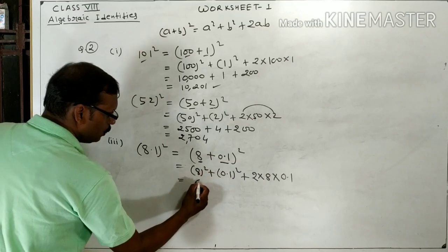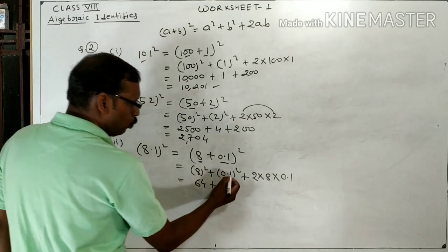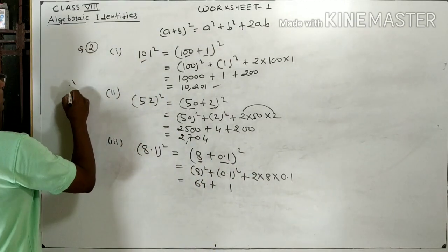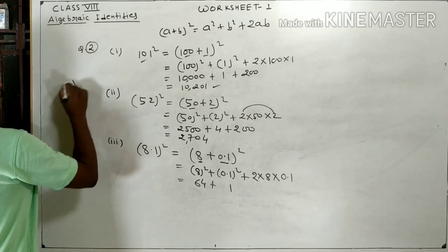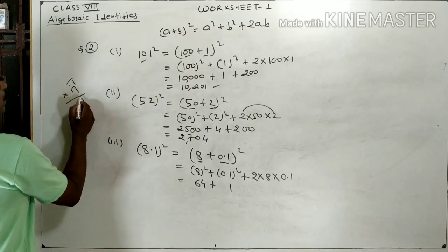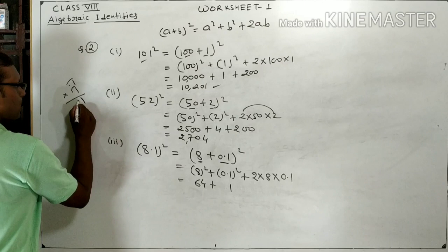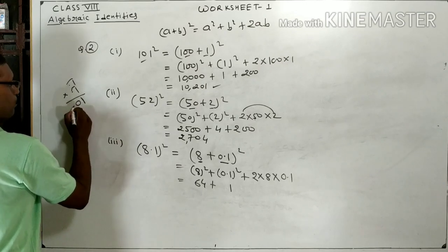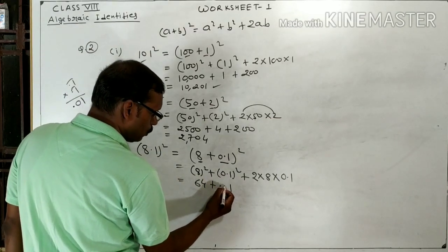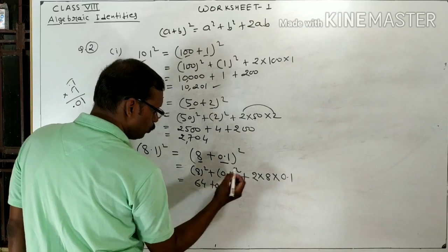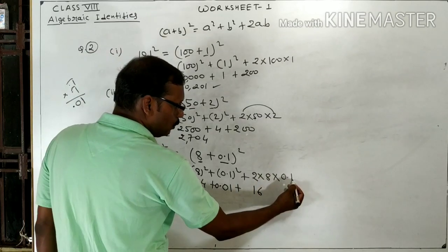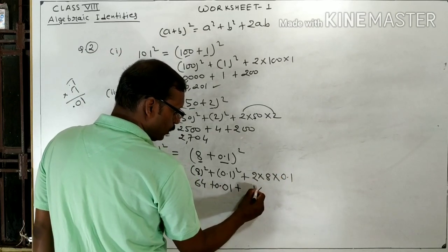8 square is 64. 0.1 square: 1 square 1, and put point after 2 digits counting from right. 0.1 into 0.1, 1 1 is 1 and point is after 1 digit, and here also point is after 1 digit. So we have 2 digits and product is 1. So we put 0 before 1 and the point here. So it is 0.01. 0.01 plus 2 8 is 16, 16 1 is 16, and point is after 1 digit counting from right. So we put a point: 1.6.